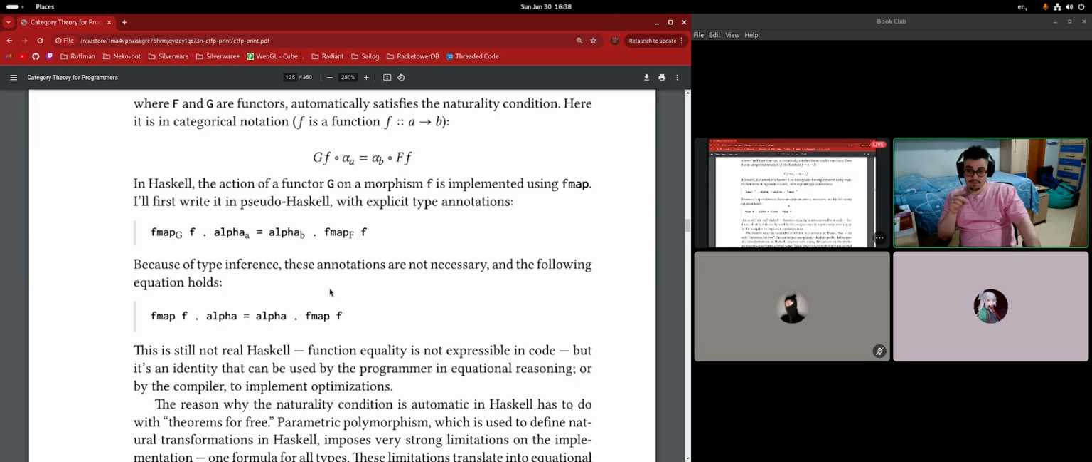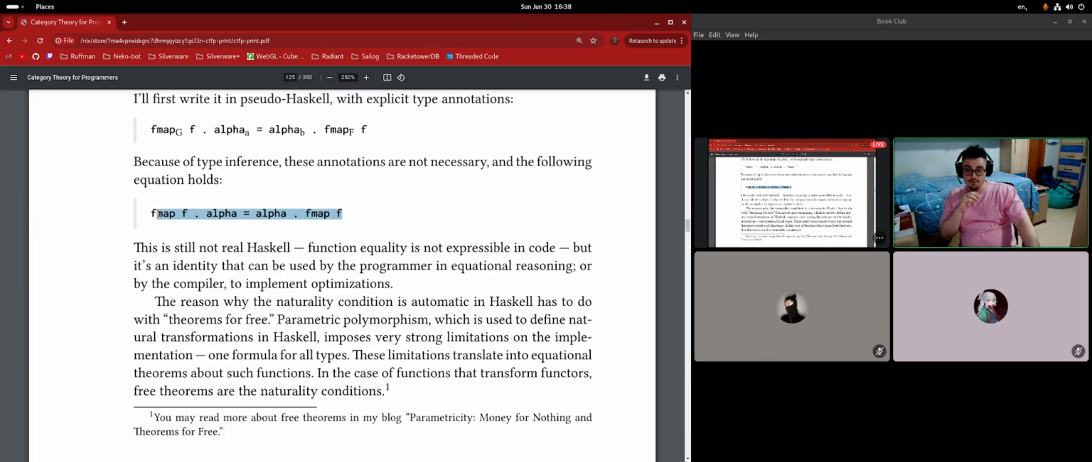And because of type inference, we don't have to have these other letters, so we can just write it like this. Although the fmap on the left is not the same as the fmap on the right. And you're gonna use this for equational reasoning.